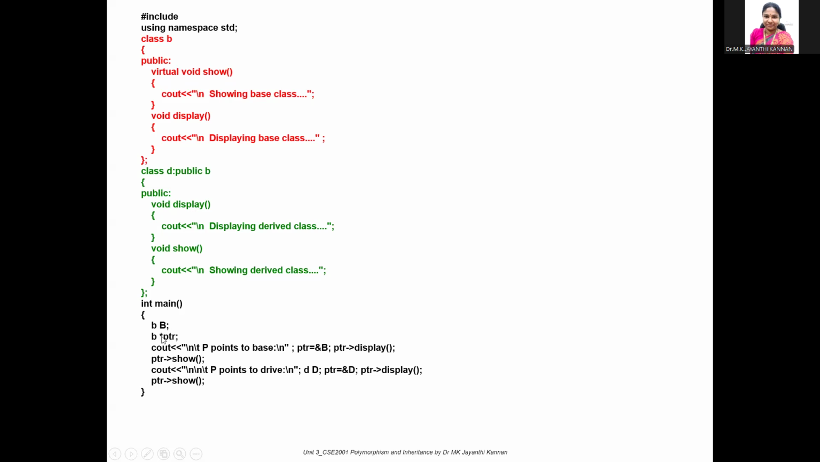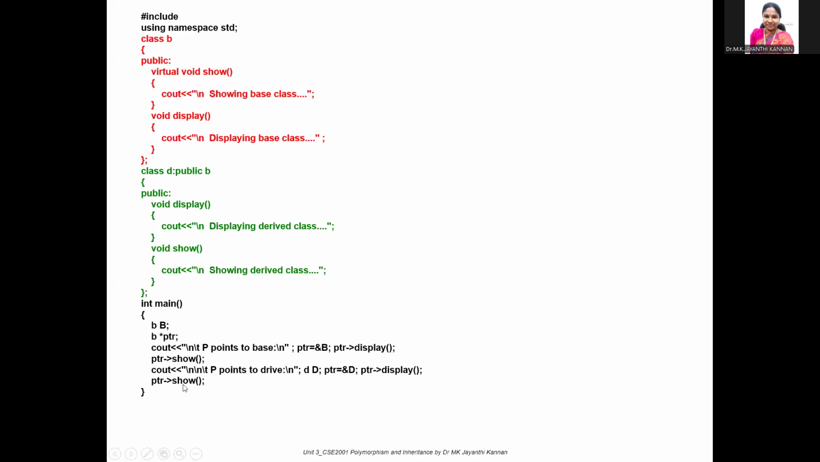So we are using dynamic binding. The objects are created dynamically during runtime using pointers. These pointer objects store the address of the actual object, and we are calling the function: ptr equal to address of B, and through the ptr we are calling the display function. This will call the display function from the class to which the ptr belongs.